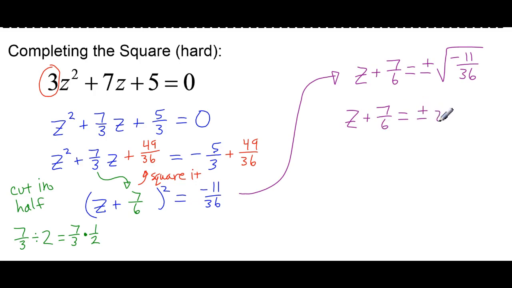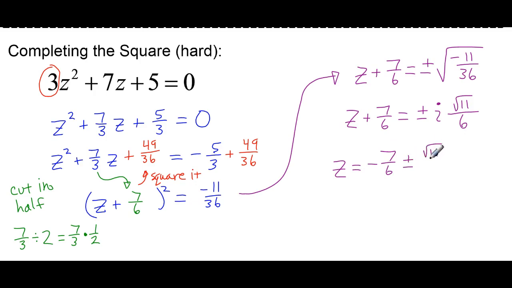So square root of a negative, we know what that does. That gives us i. In the numerator, we have square root of 11, which is not a particularly nice thing. But in the denominator, we've got square root of 36, which is pretty good. That's 6. And then we move the 7 over 6 to the other side.